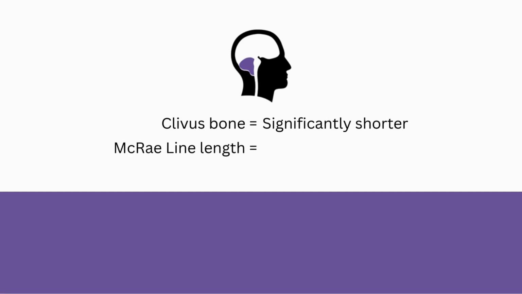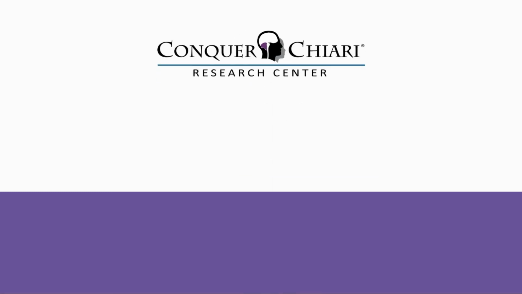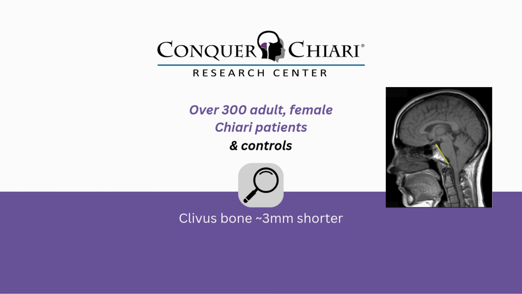Several studies have noted that in adult Chiari patients the clivus bone is significantly shorter and the Macrae line length is significantly larger compared to healthy controls. Specifically, a large Conquer Chiari Research Center study of over 300 adult female Chiari patients and controls found that the clivus bone was about 3 millimeters shorter and the Macrae line 1 millimeter longer on average with Chiari.